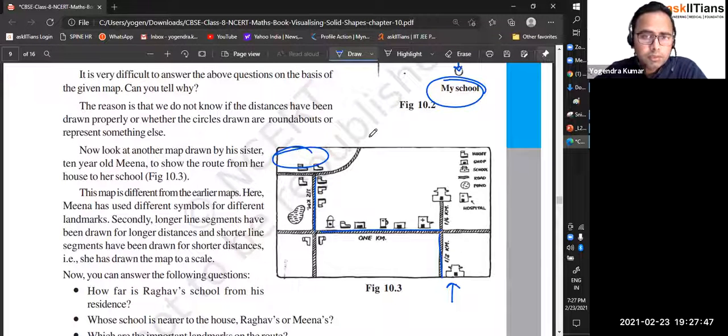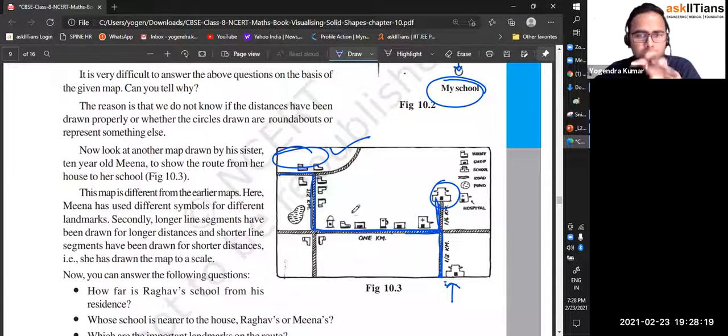If someone is asking you how far your school is from your house, you'll say it's about 2 kilometer, a little bit less than 2 kilometer, right? So this is how. And how will you go? You will go on the road, then you take a left turn, then a right turn. From your house you take a right turn, then left turn, then right turn, and then you go. Suppose they're asking about your sister's school, this one here. You will say it is opposite to my school.